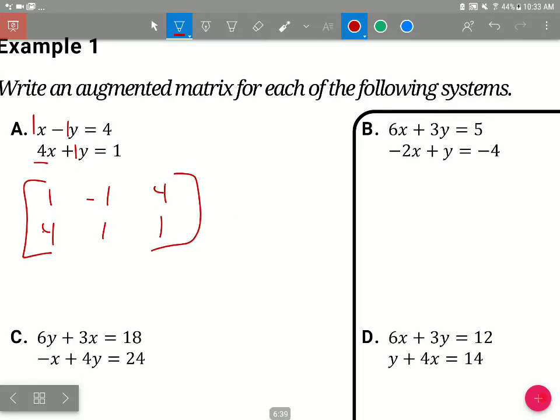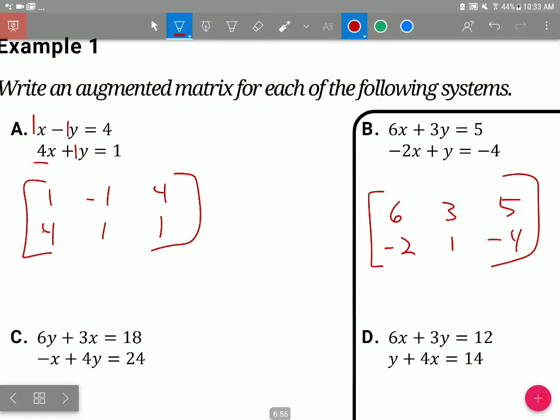So basically just take out the x and y and the equal sign. Exactly. Remove the x, the y, and the equal sign. So this would be 6, 3, 5, -2, 1, -4. Cool? And then that's all. And that's the matrix. We'll talk about how to put it in the calculator in a minute.